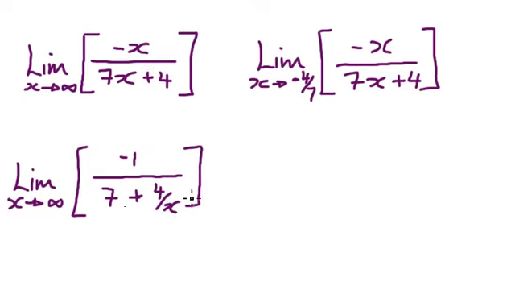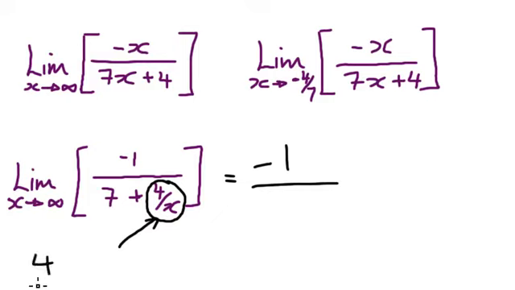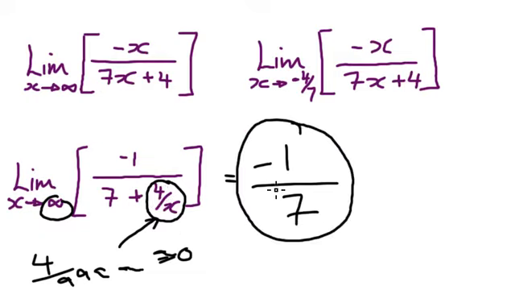Now the good thing about having something over x is that as x heads towards infinity, this here doesn't really have an x, so it will always be negative 1. Okay, and then as x heads towards positive infinity, this term here will head towards zero. So you can pretty much forget about this term, because 4 divided by a huge number is going to be near zero. So as x heads towards infinity, this thing here will be zero. So the overall limit will be negative 1 over 7.